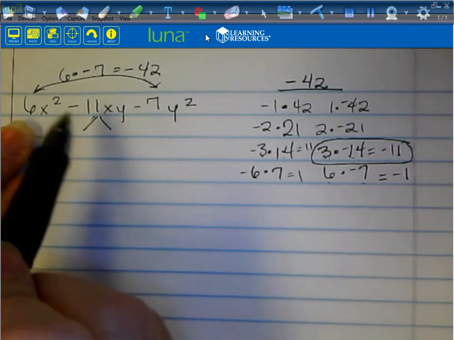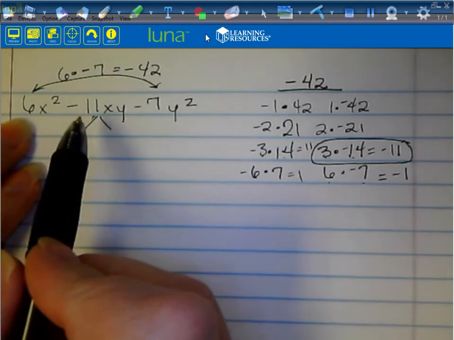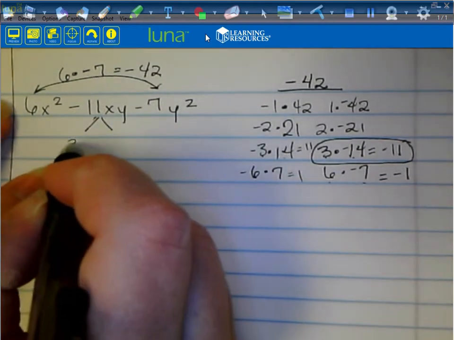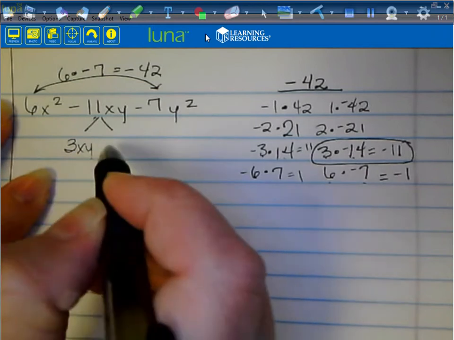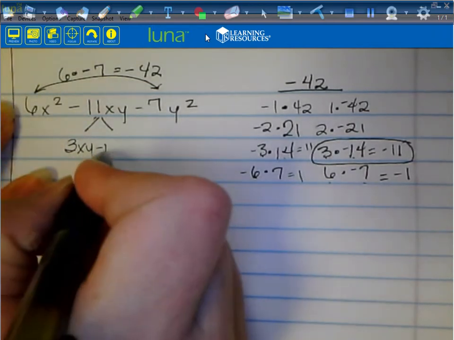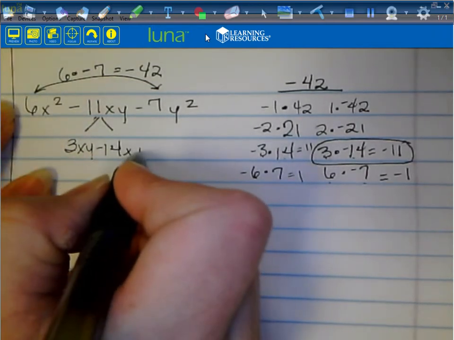Now, please note that my negative 11 has an x and a y, which means that my 3 has an x and a y, and my negative 14 has an x and a y.